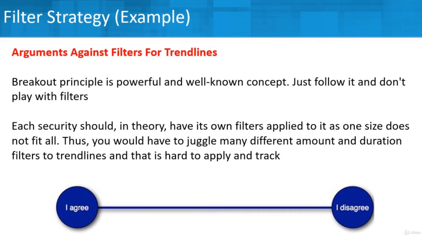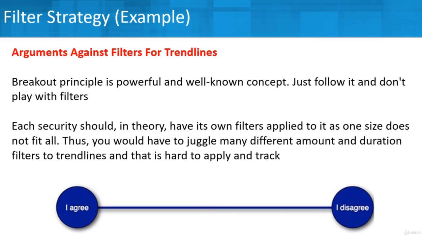So if you're using a filter strategy, there are definitely some arguments against using filters for trend lines. There are good arguments for using filters for maybe other indicators, but for trend lines, there are some good arguments against them, and you should be aware of those. And one of them is that the breakout principle is a very powerful and well-known concept. If you just follow it and you don't play with filters, you're going to be fine. And that's very true. In fact, I would say the number one argument is to stick with that powerful, well-known concept, and it's simpler that way, and you can execute that way, and you can have success that way.